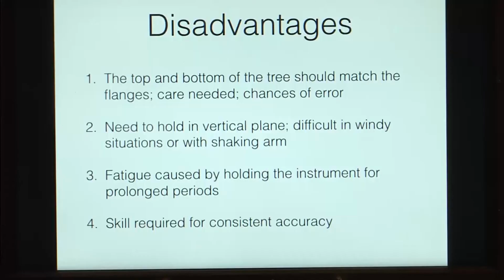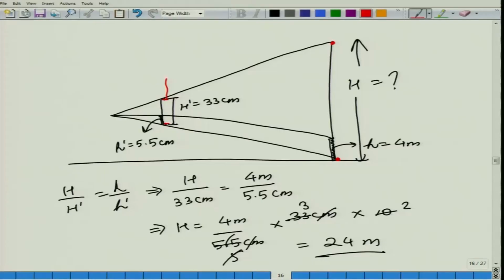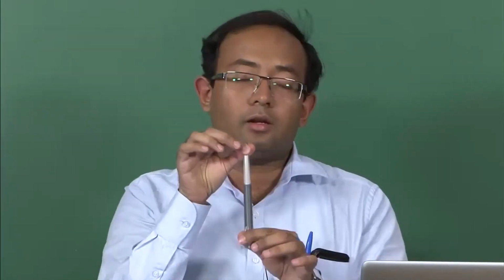You need to hold the hypsometer on a vertical plane. So, to hold it on a vertical plane, you add this string on top and you add a weight at the bottom. So, this is just to keep it vertical, but even after doing this, it might become difficult in situations when you have a breeze of air flowing through. So, if you have a windy situation, your hypsometer might sway, and when it sways, then you have chances of error creeping in. Then you will also have some amount of fatigue that is caused by holding your hypsometer like this in a vertical plane.